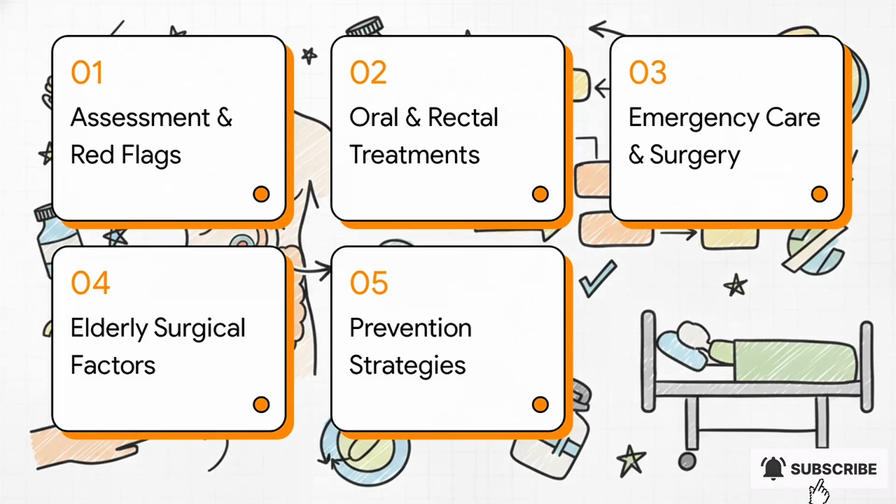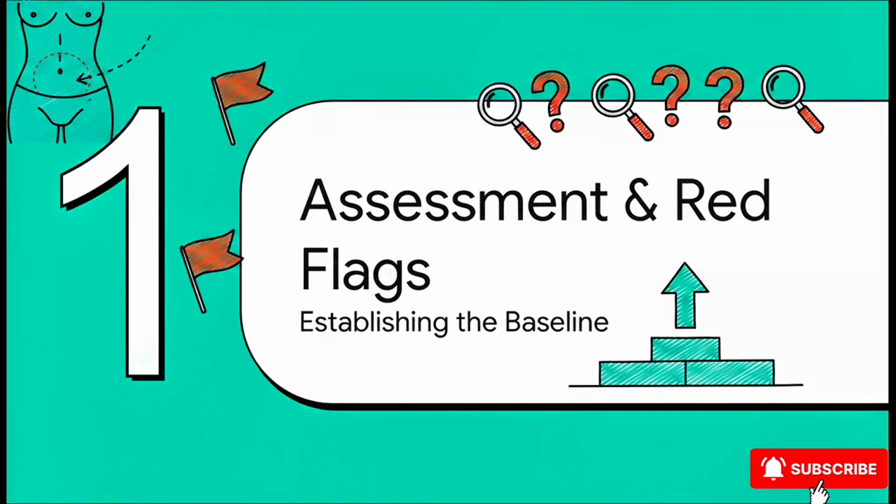So, here's how we're going to climb the clinical ladder today. First up, assessment and red flags. Then oral and rectal interventions. Third, emergency care and surgery. Fourth, frail elderly surgical considerations. And finally, prevention and patient communication. Let's dive in. Section 1.